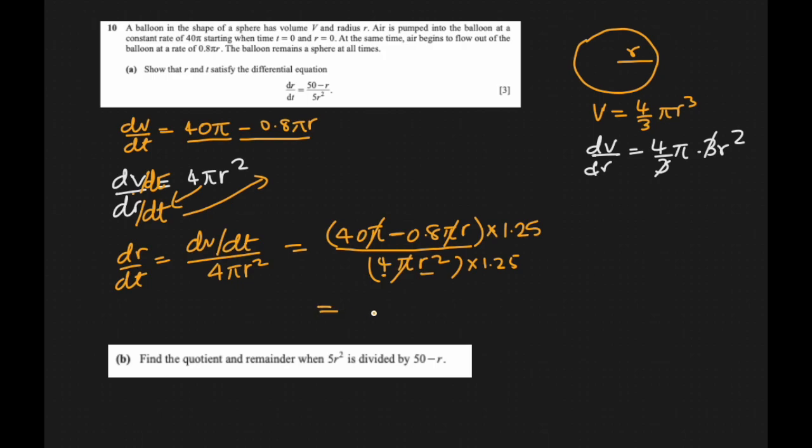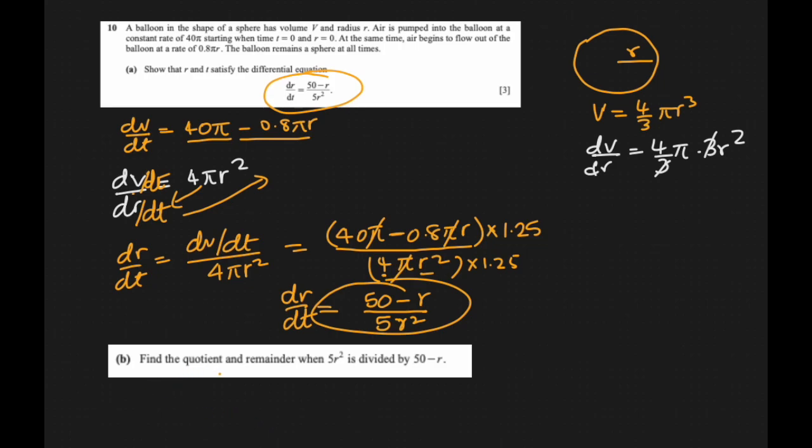So now the denominator comes out to be 5r square. Okay, 4 times 1.25 is 5, r square is r square. Now 1.25 times 40 will be 50 minus 1.25 times 0.8, which is 1, so r basically. This is exactly what they wanted us to show. This is dr over dt.